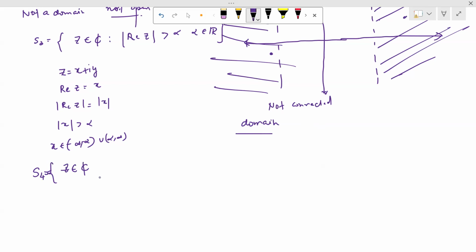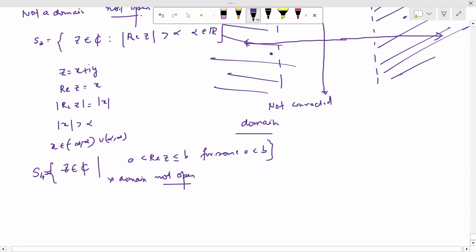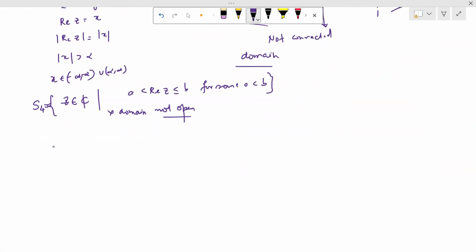So if I take all those z belongs to C such that the real part of z lies between a and b, including b, for some a less than b, what do you think? It is not a domain, because this is not open. Since it is not open, this is not a domain. You can call it a region, that's not a problem, but you cannot call it a domain.